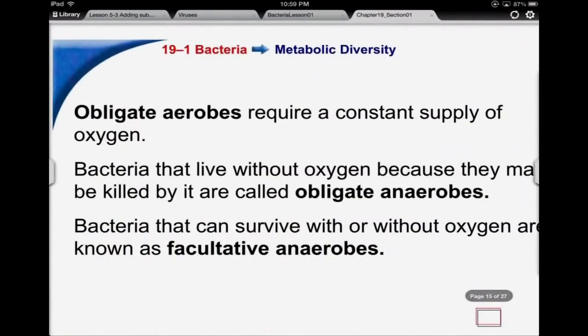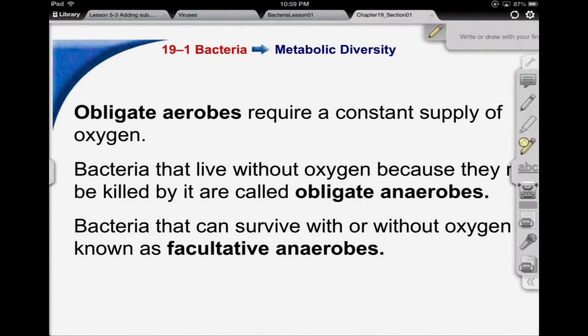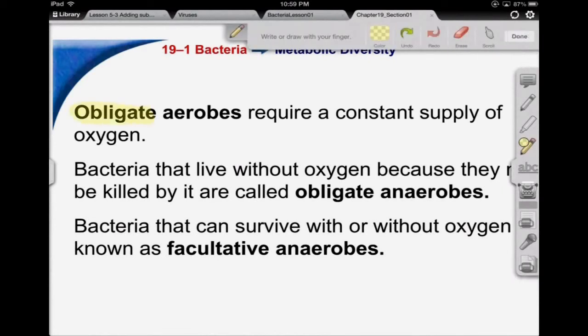Now, just how much oxygen do you think certain critters on our planet like? Obligate is an interesting term. We've got obligate aerobes, and what that means is, you say, obligate, what do you mean, obligated? Yeah, they kind of have to be aerobes. They require oxygen. So let's just highlight this region here.